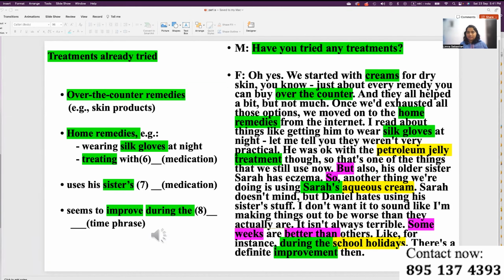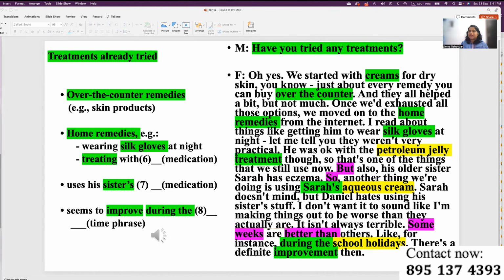Again, Sarah doesn't mind, but Daniel hates using his sister's stuff. I don't want to sound like I am making things out to be worse than they actually are. It is not always terrible. Next, our point is seems to improve during the. So we should listen for when she mentions improvement. From this statement itself, we can give more attention: it is not always terrible. Some weeks are better than others. It's comparative, better than other weeks.